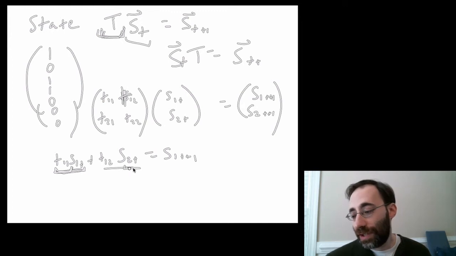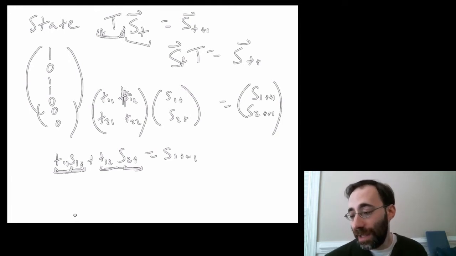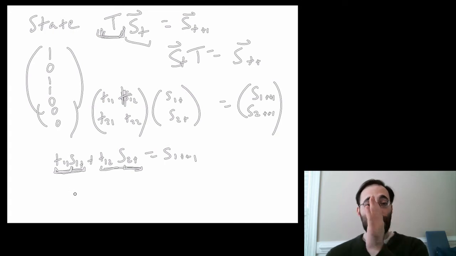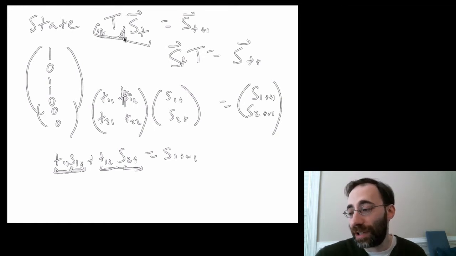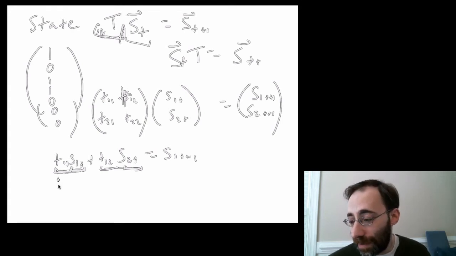Here, if you start in state 2 at time t, T12 is the chance you go from state 2 to state 1. So in this particular way of writing it with column vectors, T12 is the chance you transition from state 2 to state 1. And that's what's called a transition matrix, transition probabilities, because it transitions you from time t to time t plus 1. Same thing down here. Here's the other stuff.